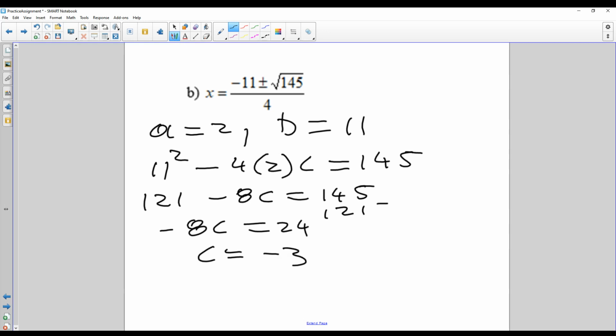Am I right? Folks, I make mistakes. So tell me if I'm wrong. You let me know if I'm wrong, okay? So C is minus 3. So here's my equation. Y equals 2x squared plus 11x minus 3. There's my equation that had that solution. The last one is more tricky, and we'll see if we can help you through it.